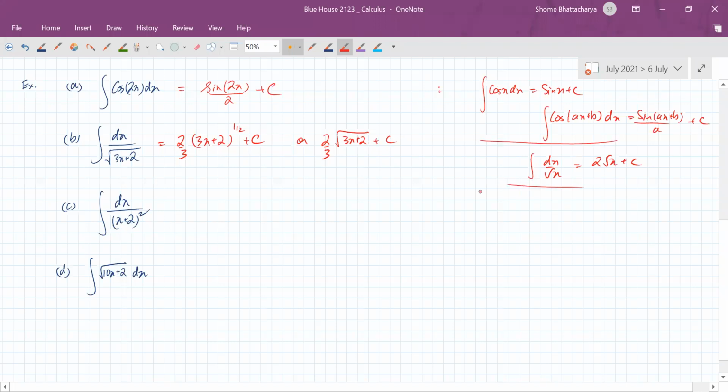Now similarly in the third one, make use of the integration dx upon x square is minus 1 by x plus c. And fourth one, make use of the integration that root x dx is 2 by 3 x to the power 3 by 2.